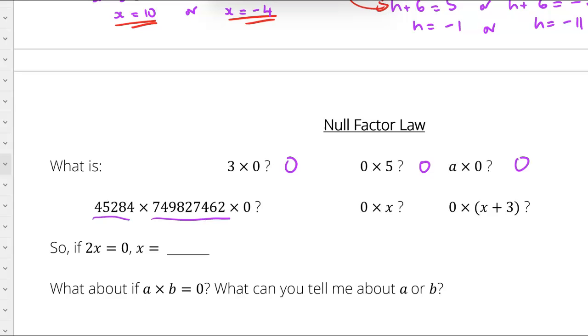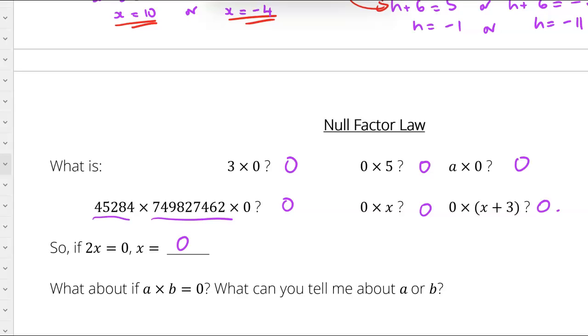You've got these really big digits. We still get 0 because there's a times 0 in there. 0 times x is the same as a times 0. And what about if we had 0 times x plus 3? Still 0, right? Because you've still got a 0. Love 0. So if 2x is 0, then x must be 0.